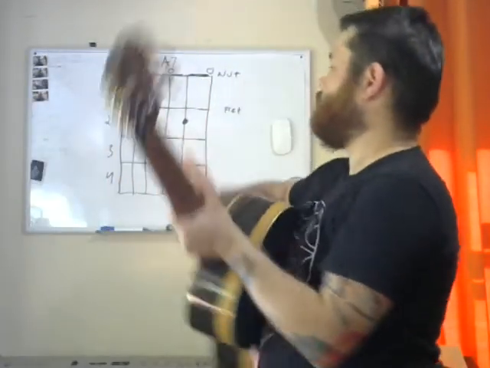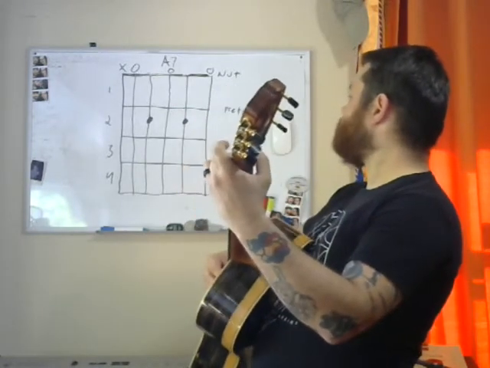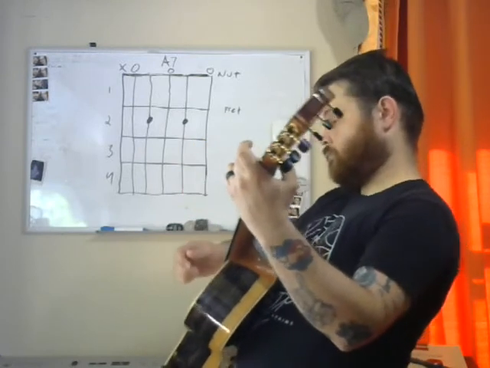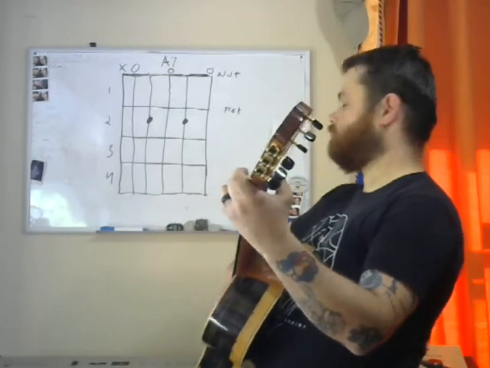This is how the A7 chord sounds. Don't play the top string. Fifth string open, second fret, open, second fret, open. I'll give you one more example.